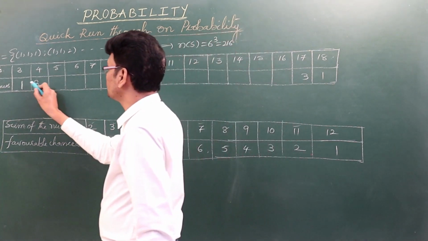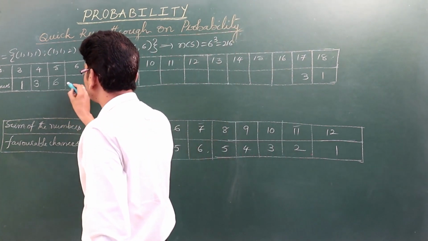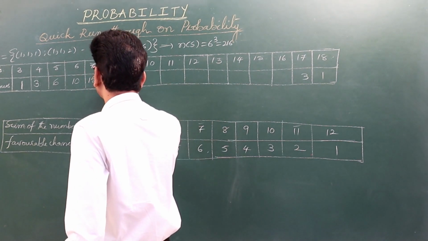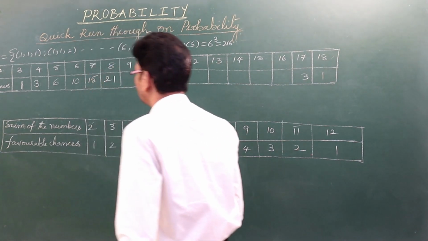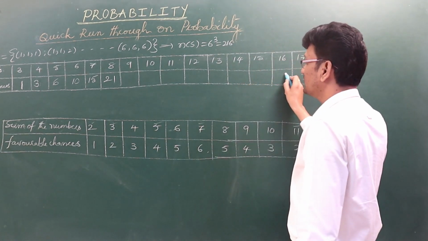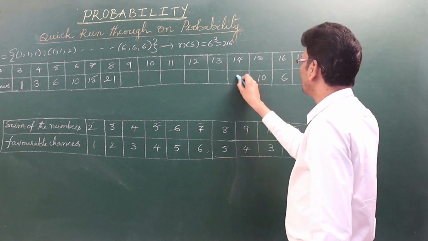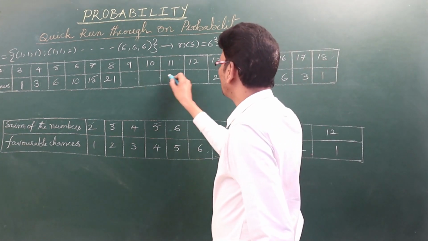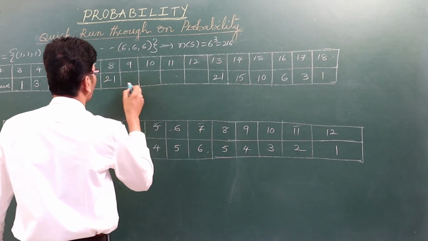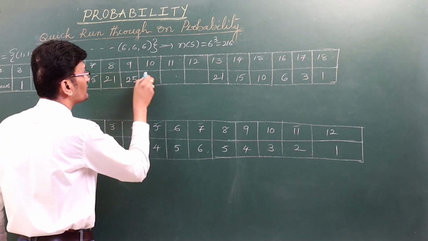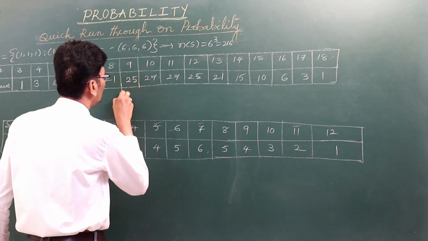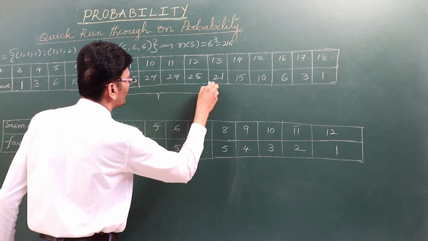Here 1 plus 2, 3. 3 plus 3, 6. 6 plus 4, 10. 10 plus 5, 15. 15 plus 6, 21. Here also 3, 6, 10, 15 and 21. But these 4 blanks will have different numbers. They are 25, 25, 27, 27. These 4 do not follow that logic.